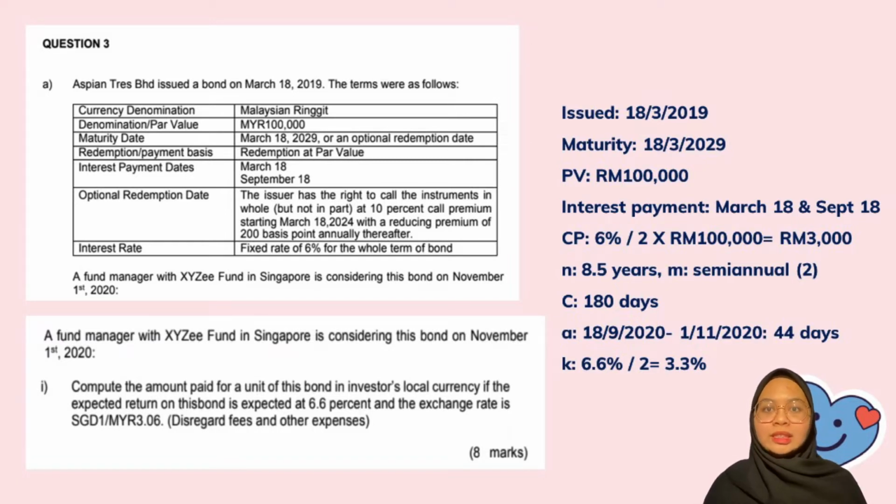Therefore, from the question, the first thing we need to do is to take out all of the useful information from the question given. Thus, considering this bond on November 1st, 2020. For coupon payment, we need to divide the coupon rate by the number of interest payments, which is 6% divided by 2, multiplied by par value of 100,000, equal to 3,000. Issue date is on 18 March 2019. Maturity date is on 18 March 2029. Par value is at 100,000. Interest payment date is on March 18 and September 18.